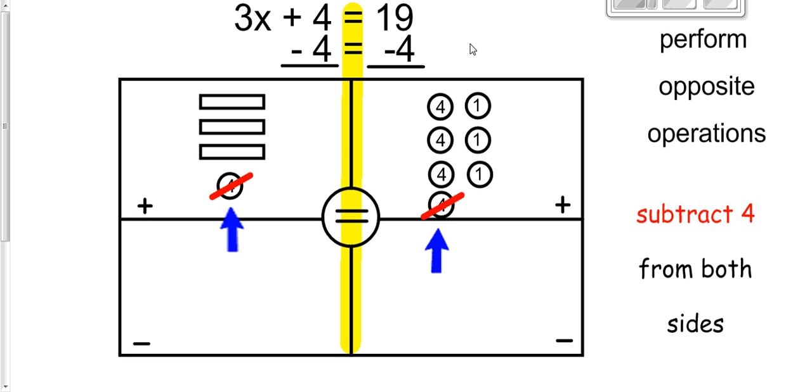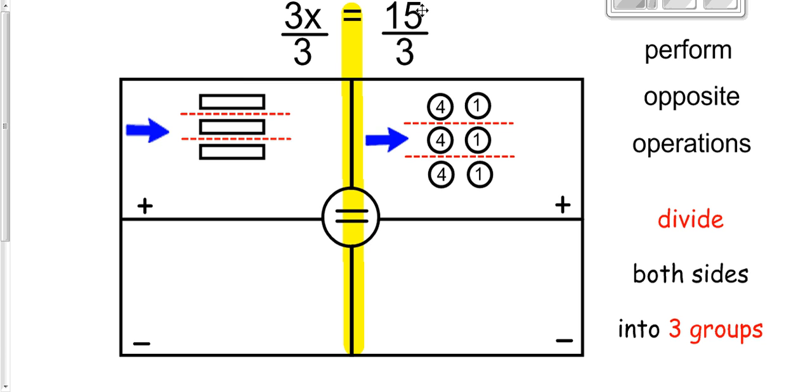All right, so let's perform opposite operations. Remember, we had multiplication and addition, so we need to subtract and divide. We're going to move in the opposite direction. So let's subtract 4 from both sides. We cross out a 4 tile on the left and a 4 tile on the right. That leaves us with 3x equals 15. 4 times 3 is 12, plus 3 singles is 15. So we're at 3x equals 15.